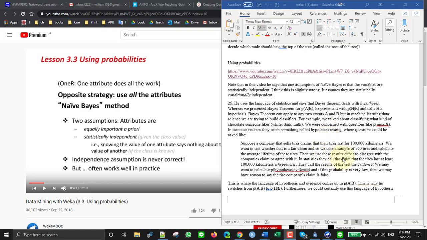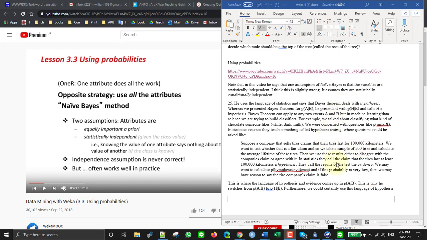Then we use these results either to disagree with the company's claim or agree with it. Of course, if our 500 tires on average last only 50,000 kilometers, that's probably going to be good evidence that the company is not making an honest claim. On the other hand, if the average lifetime of our 500 tires is like 130,000 kilometers, then maybe we would say, yeah, the company is not making a false claim.